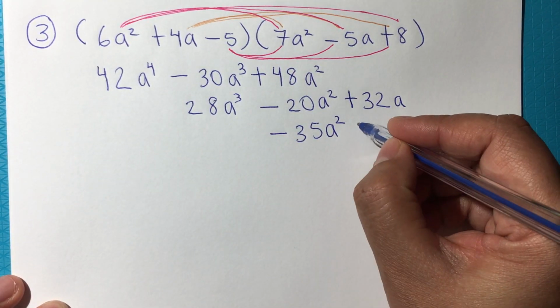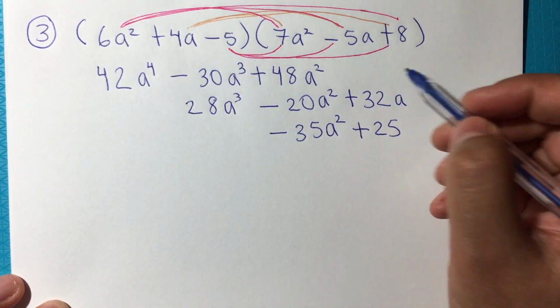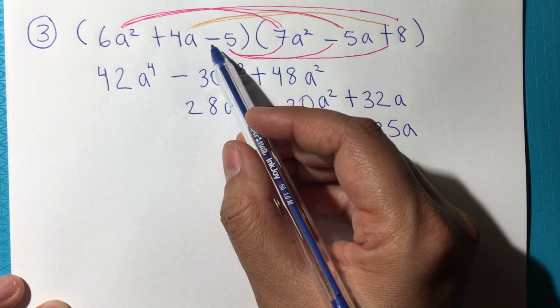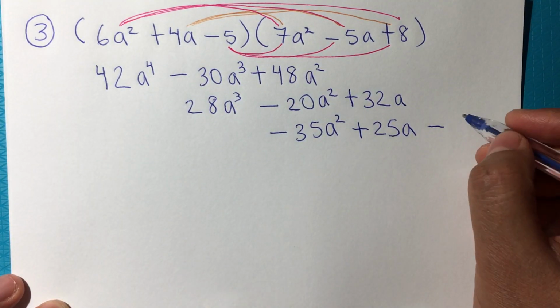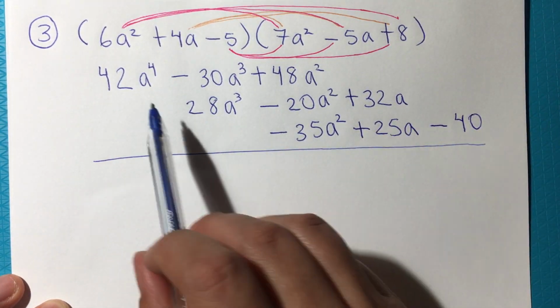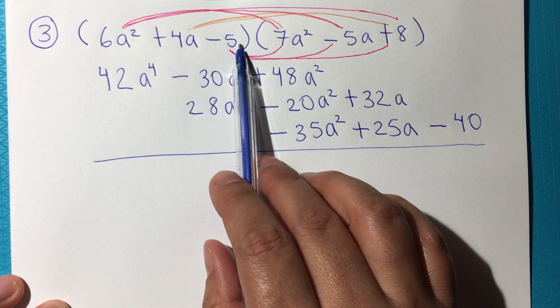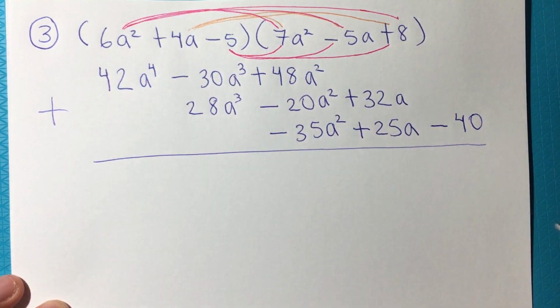Negative times negative is positive. 5 times 5 is 25, and I only have one a. Finally, negative times positive is negative, and 5 times 8 is 40. Now that I multiply all 3 terms of the first polynomial or trinomial, then I can add.